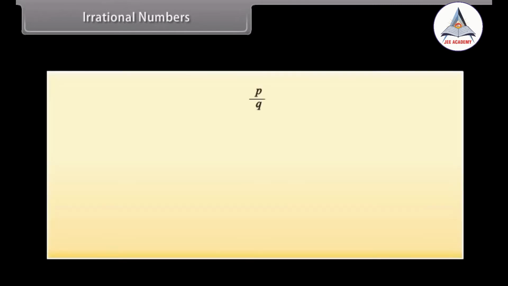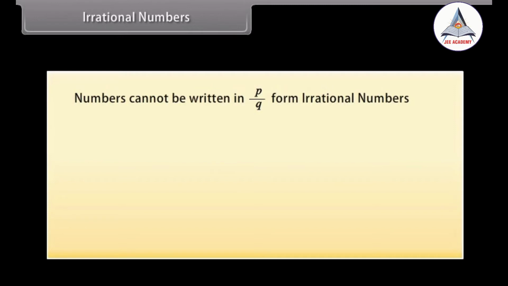Irrational numbers. You must be wondering if there are such numbers which are not in the form of p by q. Yes, there are numbers which cannot be written in the form p by q. Those numbers are called irrational numbers. For example, square root 2, square root 3, square root 7, 0.101101110111..., pi and so on.